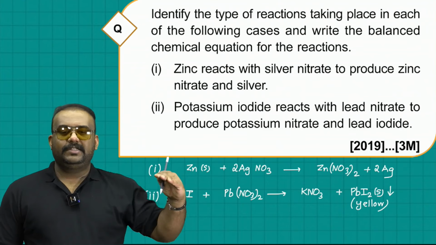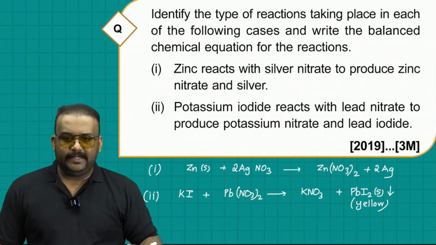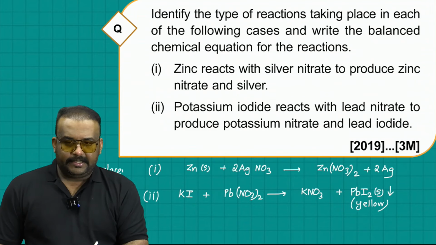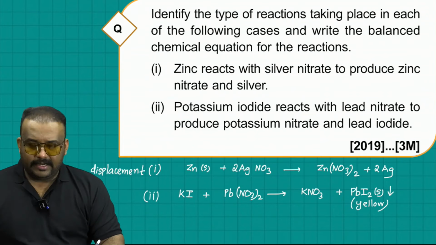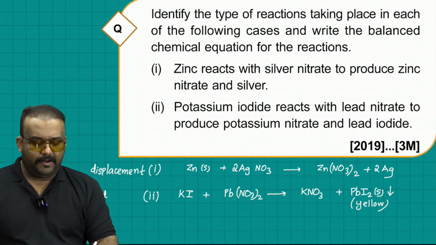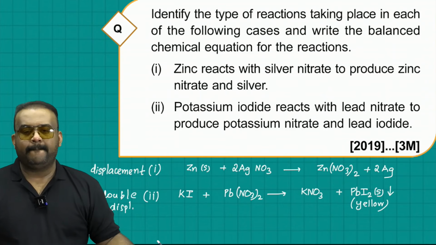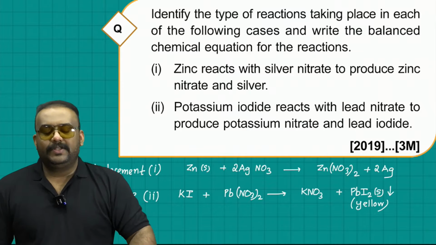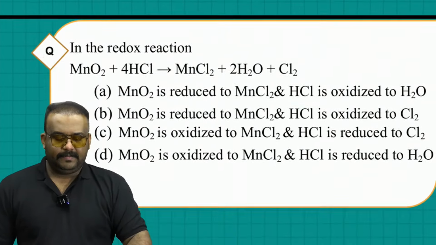So these are the two reactions asked in that question. So the first category of the reaction is an example for single displacement reaction, right? And the second one is an example for double displacement reaction. So hope it is clear to everyone. Right. So let's move on to the next question.